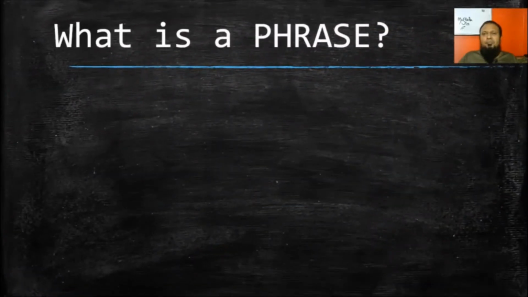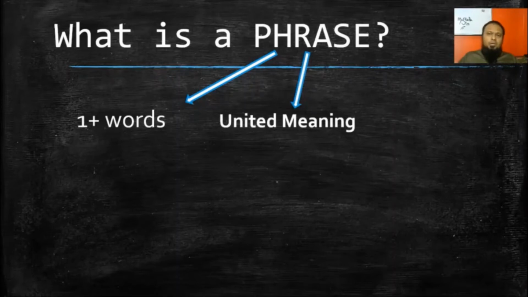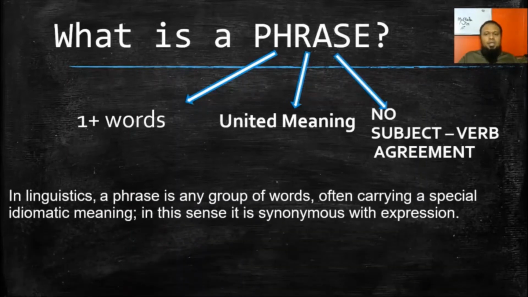Then comes phrase. What is a phrase? It is one plus words, more than one word. United meaning, I mean, those words unitedly will mean something, and there is no subject verb agreement. Okay, so in linguistics, a phrase is any group of words often carrying a special idiomatic meaning. In this sense, it is synonymous with expression.